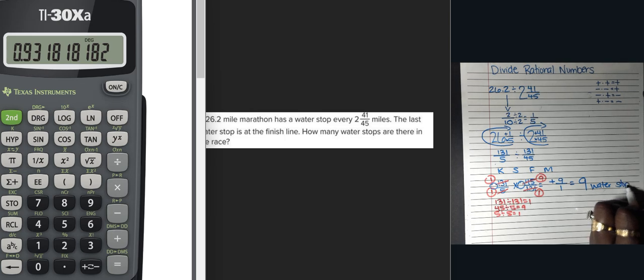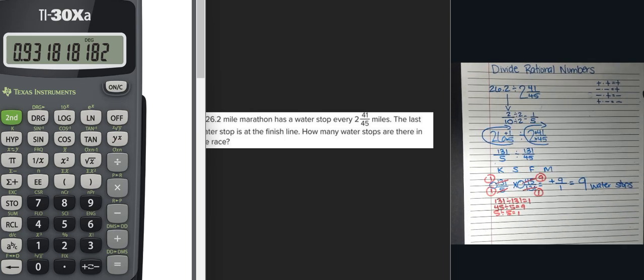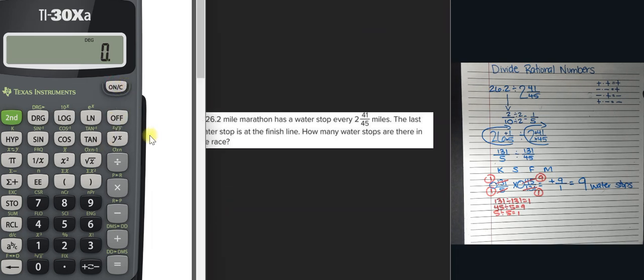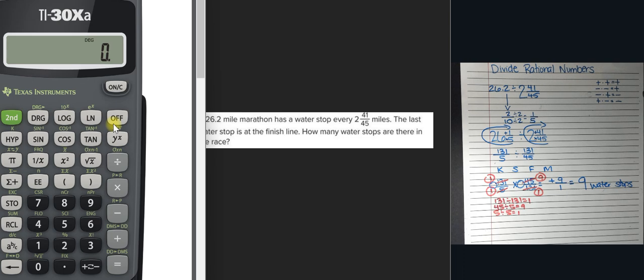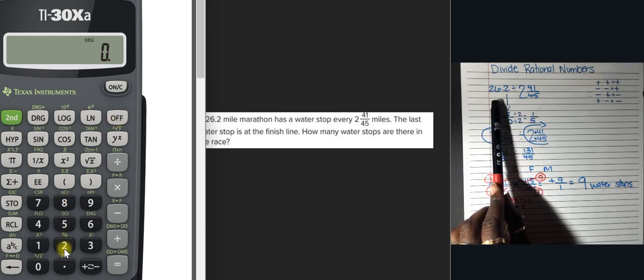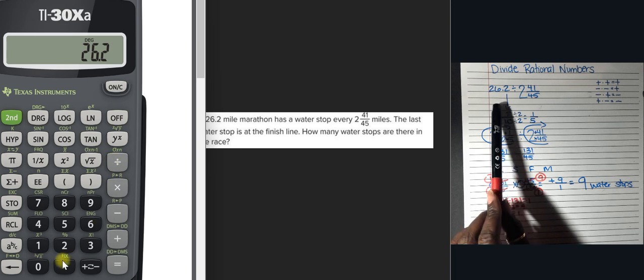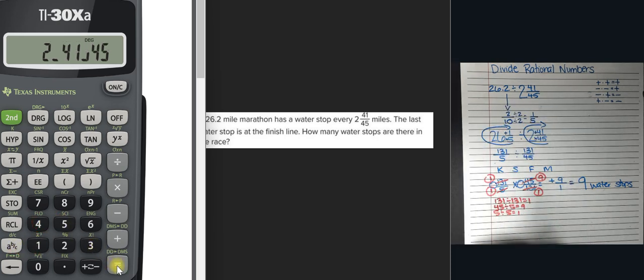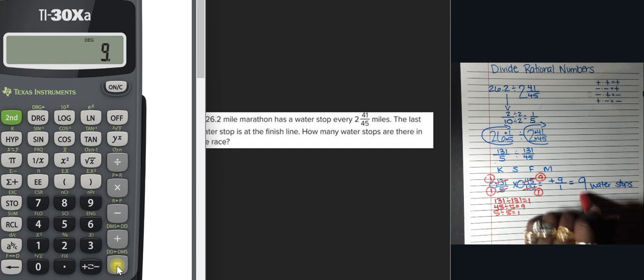Remember, of course, you can still use the calculator, but I always like to go over it manually to show you how that would look. In terms of solving it with our calculator, you would plug in 26.2, and then divide that by 2, mixed number template, 41, 45. And let's see what we've got. Yep, you got the same thing, 9.